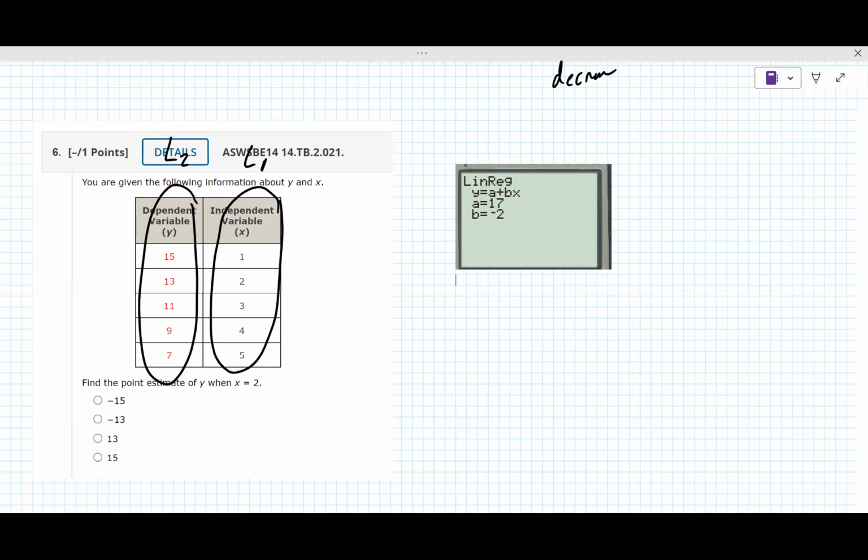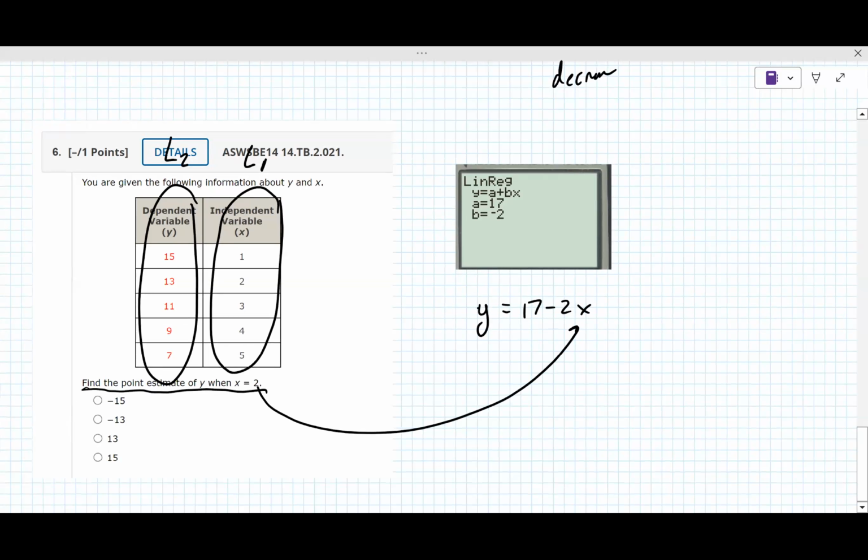And we're finding X. No, this one's different. So this one you have to write the equation. 17 minus 2x, and when it says find the point estimate of y when x equals 2, you're putting 2 in for x. So 17 minus 2 times 2. Yes.